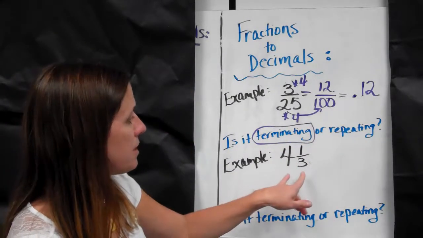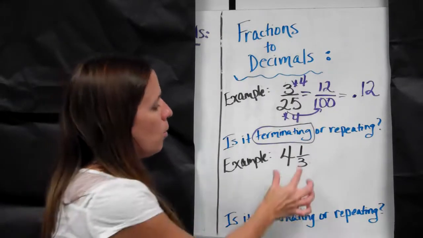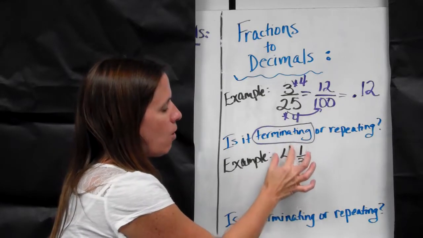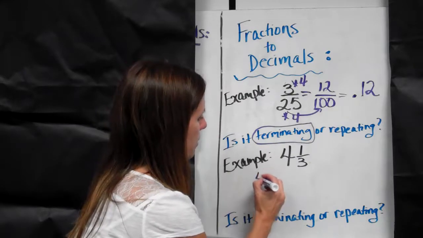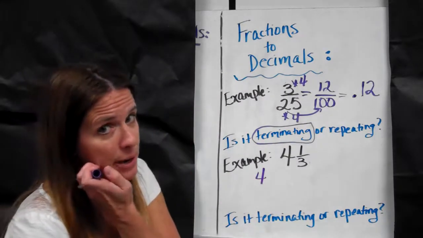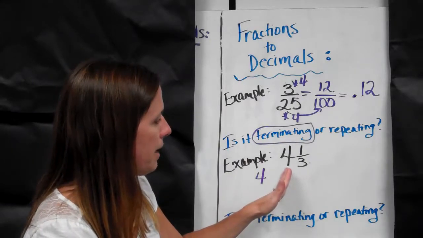My next example is actually a mixed number, 4 1/3. What do you do when you have a mixed number with that whole part? For right now, you just kind of leave it off to the side. Don't worry about it, okay? Don't forget about it at the end. We'll come back to it, but you don't need to worry about that whole part. We'll add it on at the end.